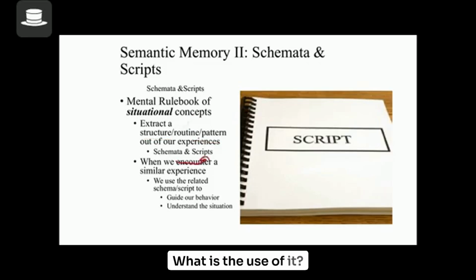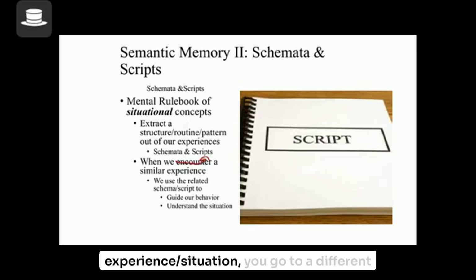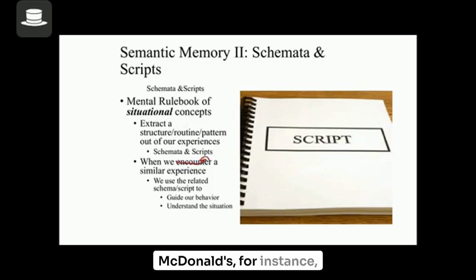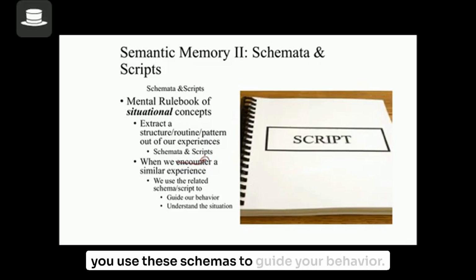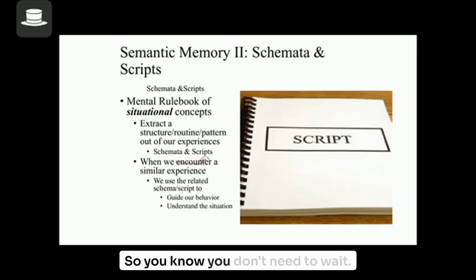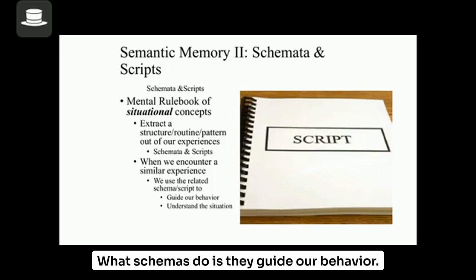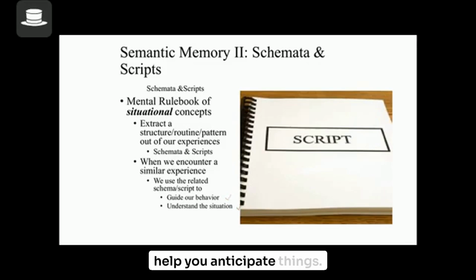What is the use of it? Well, when you encounter a similar experience, you go to a different McDonald's, for instance, you use these schemas to guide your behavior. So you know you don't need to wait. You can actually go and stand in line. What schemas do is they guide our behavior. They help us understand a situation so that when you go to movies, you know what to expect. When you go to a wedding, you know what to expect. This generalized knowledge about different situations will guide your behavior and help you anticipate things.